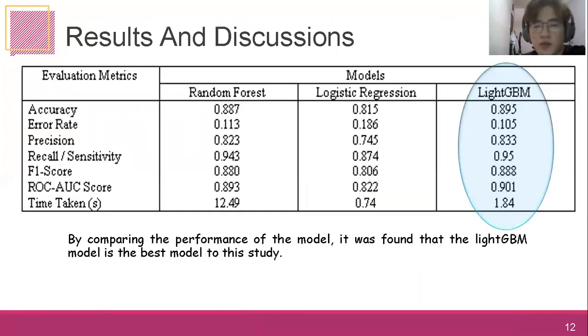So as a result, we can see that this is the table for model comparison. The table shows the evaluation metrics used to compare the performance of the models. The evaluation metrics they use are accuracy, error rate, precision, recall or sensitivity, F1 score, ROC AUC score, and also the time taken. So obviously we can know that LightGBM is the best model in this study.